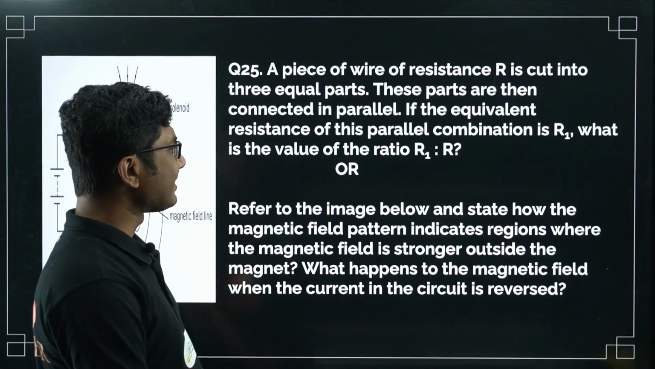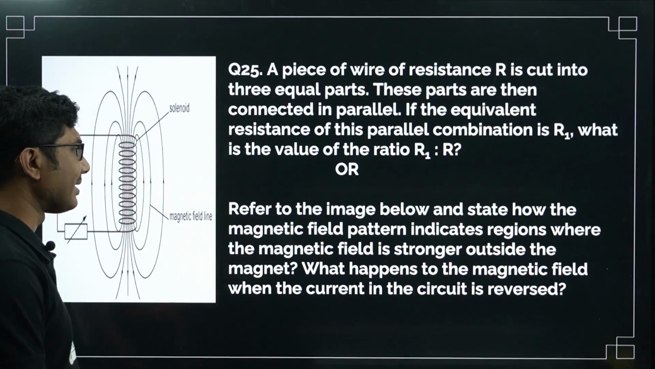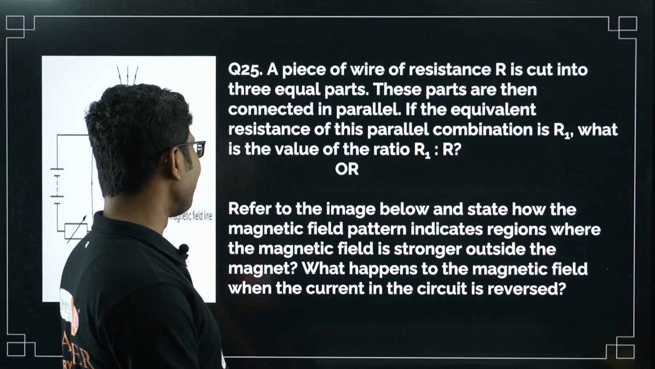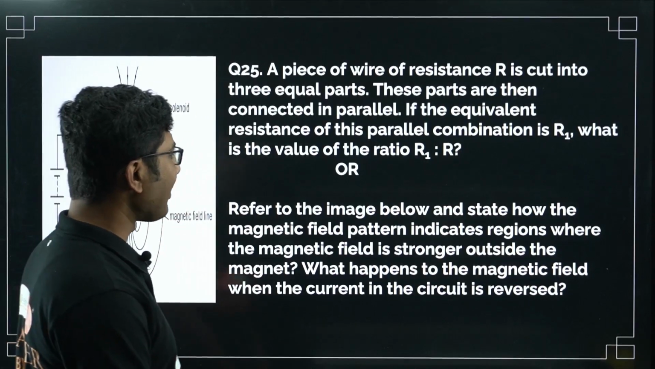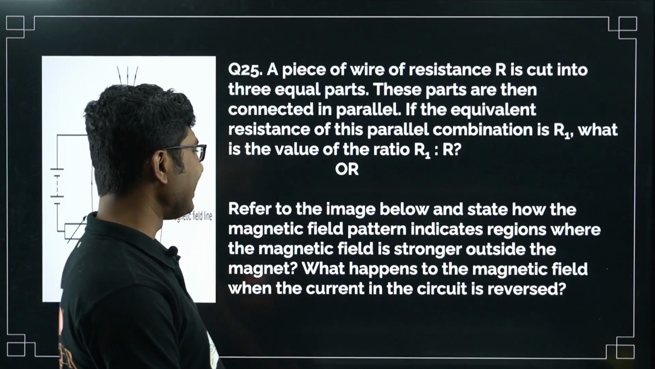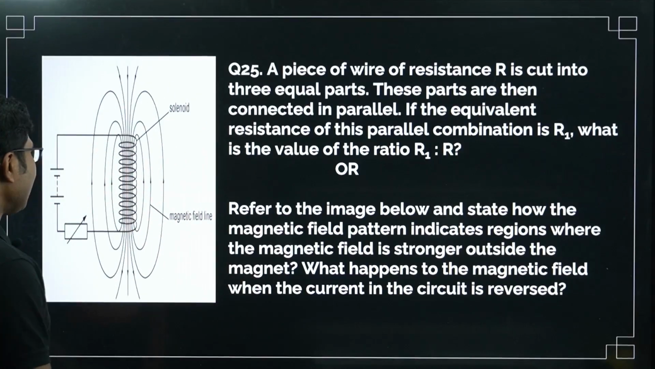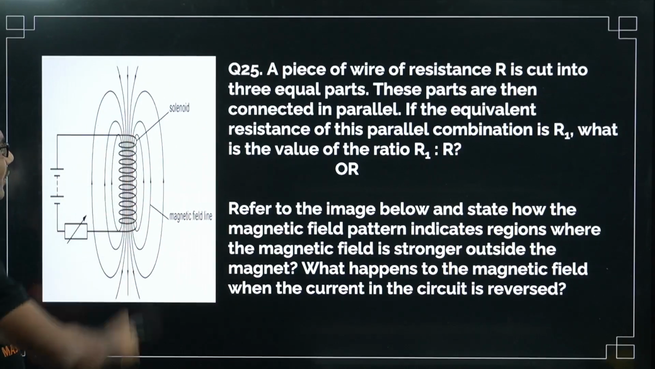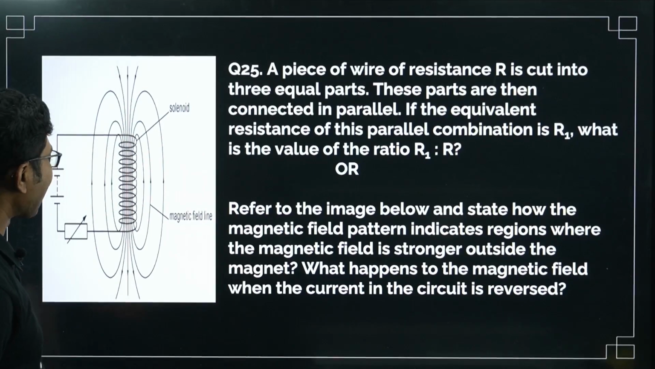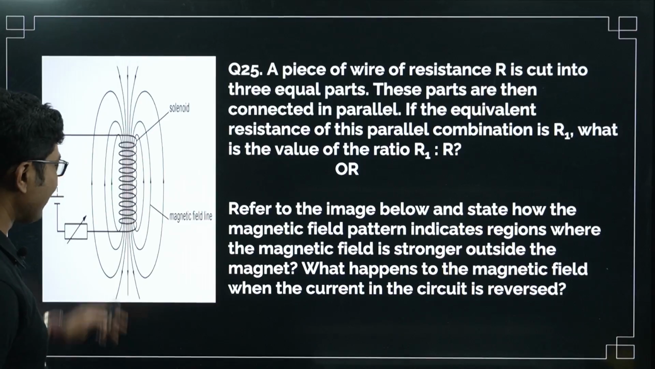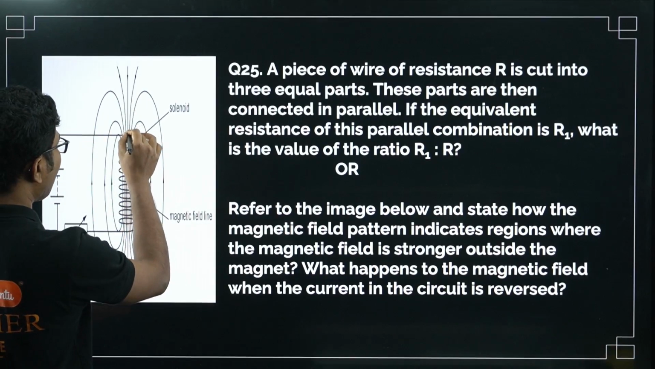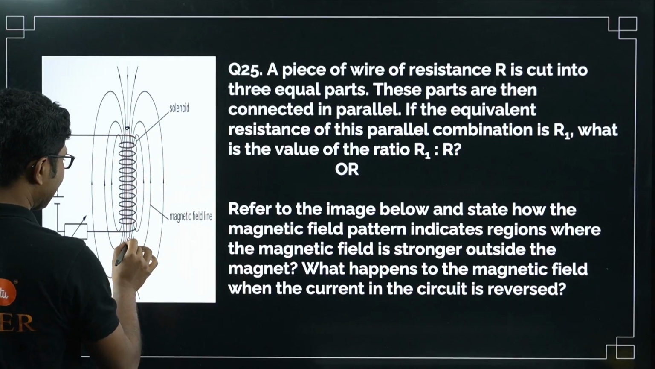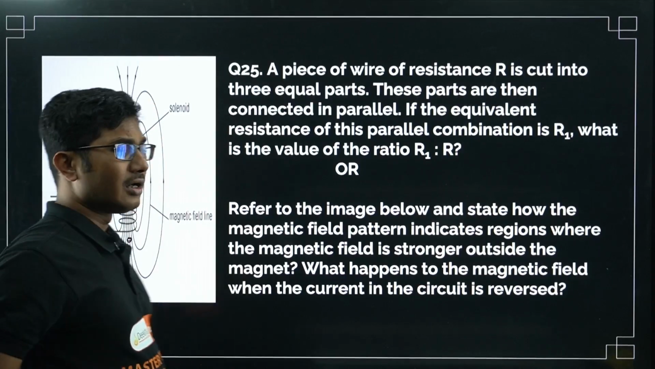Refer to the image below and state how the magnetic field pattern indicates the region where the magnetic field is stronger outside the magnet. What happens to the magnetic field when the current in the circuit is reversed? So first of all, there is a solenoid and they have asked where the magnetic field strength is maximum outside the magnet. Very easy question. As you can see, magnetic field lines are mostly stronger here in the region just along the length of the solenoid.